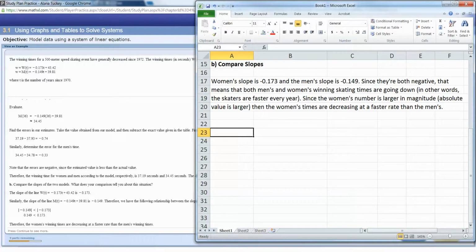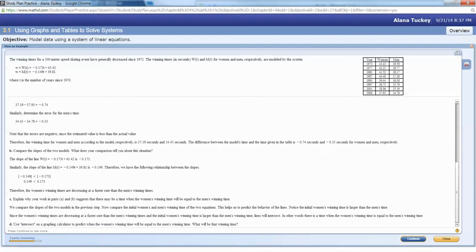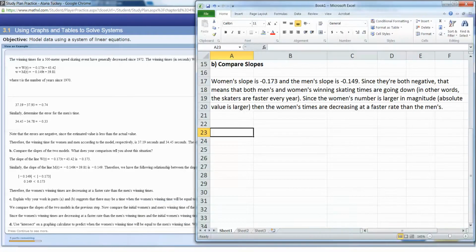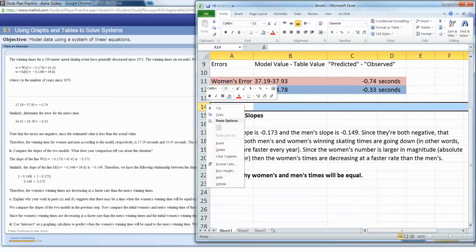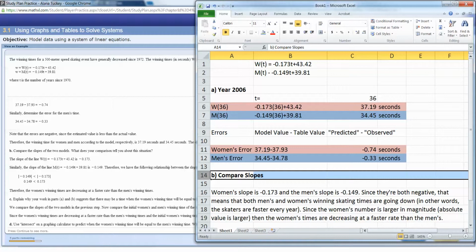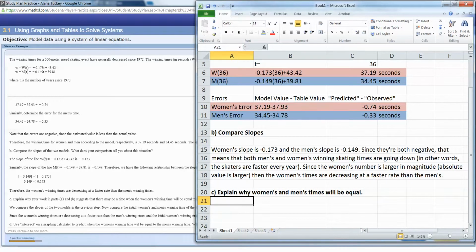Let's see what else. So we did the comparing slopes thing. Explain why your work in part A and B suggest there may be a time when women and men will be equal. Okay, so let me write that up real quick. All right, so I think the easier spot to see this is if you look at the intercepts. So the intercepts are 43 and 39. So the women are a higher number than the men, and then the women are decreasing faster. So the women start off at a higher winning time than the men.